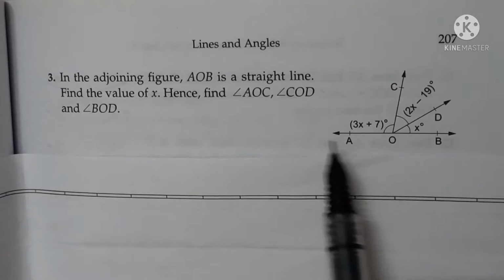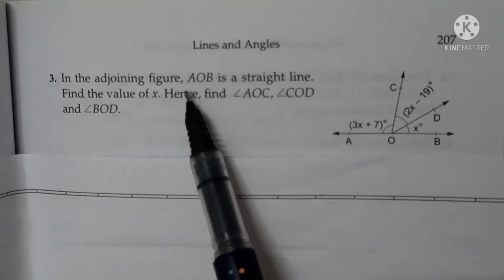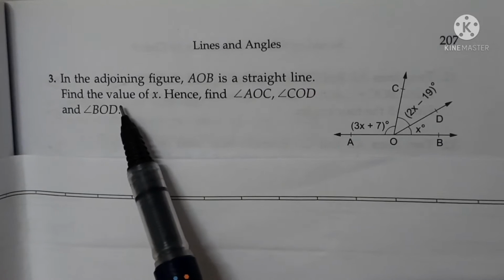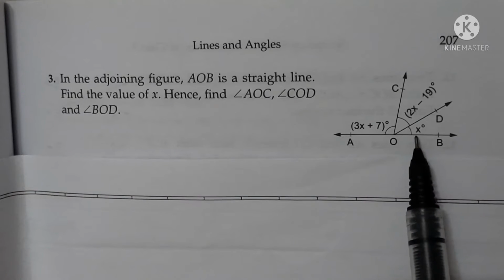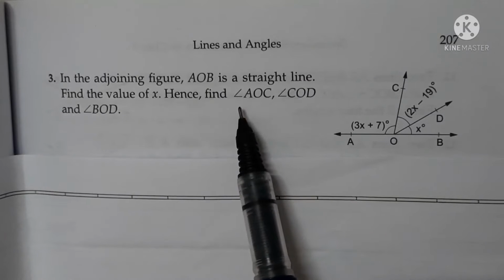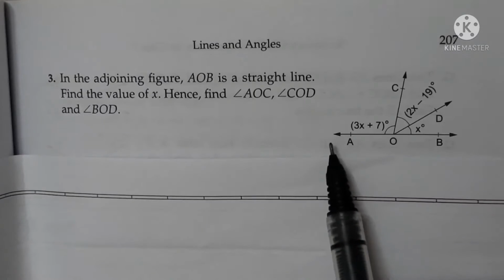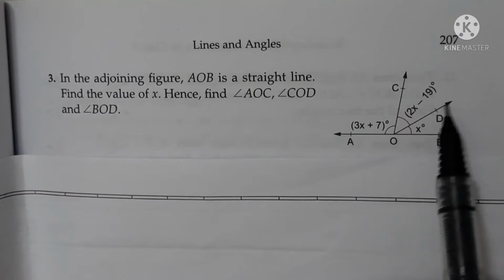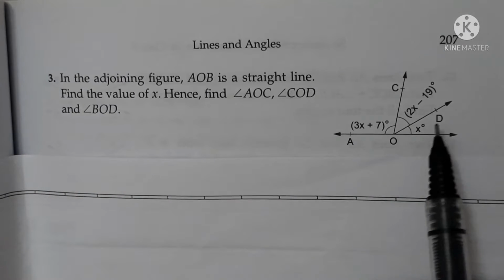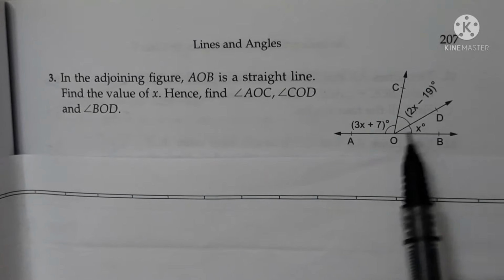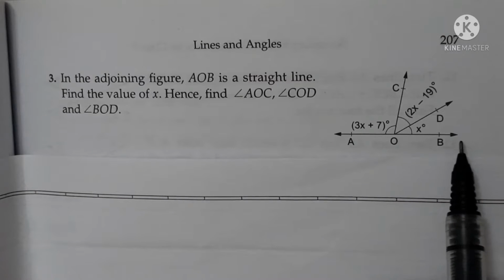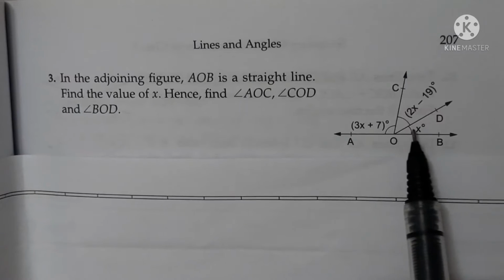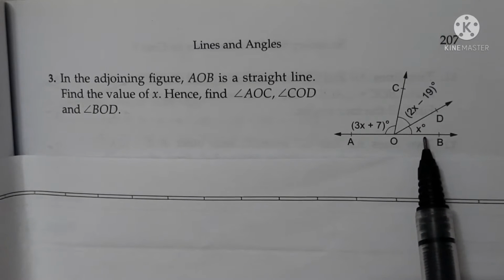Take a look at question number 3. In the adjoining figure, AOB is a straight line. Find the value of x. Hence find the angle AOC, angle COD, and angle BOD. These all angles are on the same side of the line, so the sum of the angles will be 180.